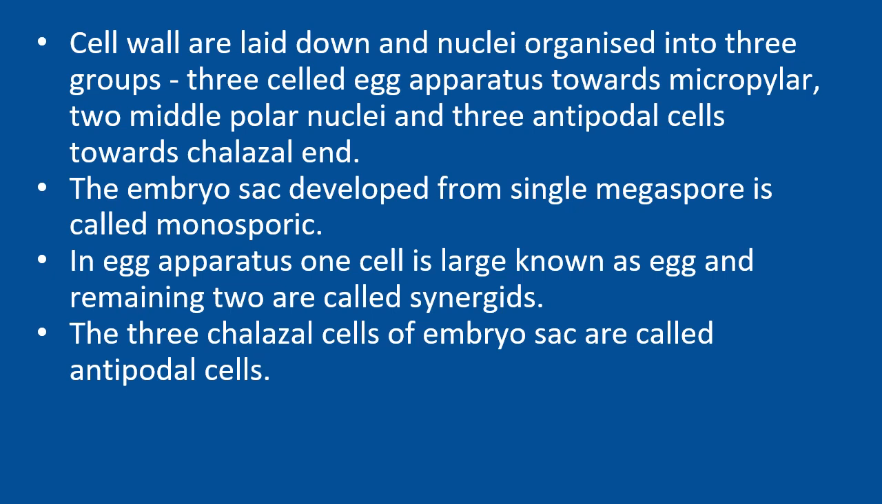Now after this formation, the cell walls are laid down and the nuclei are arranged in different regions, especially in 3 groups. 3 are present at the egg apparatus towards the micropylar end, 2 are present in the middle, that is the polar nuclei, and 3 are present at the antipodal end, which is the chalazal end. The embryo sac that develops from a single megaspore is called monosporic. Mono means one and sporic means spore. In the egg apparatus, the large one cell is known as the egg, and the remaining 2 are called synergids.